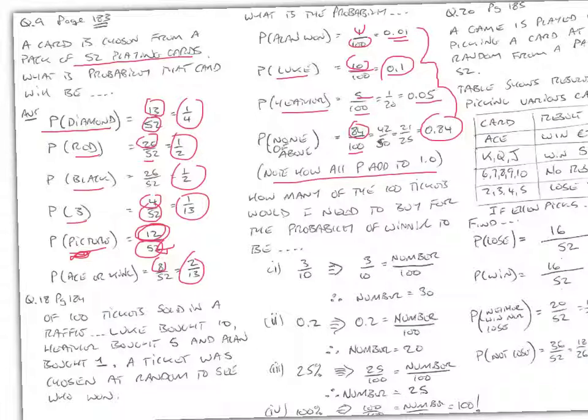How many of the 100 tickets would I need to buy for the probability of winning to be 3 in 10? Well, the way we set up these, we'll look at a decimal and a percentage. We just write 3 in 10, equate that to the number of tickets we're looking for over 100, cross multiply, and we'll have 300 equals 10 times the number. So the number is 300 divided by 10, which is 30. Same here, put 0.2 equal to number over 100 and cross multiply, and we need 20 tickets to give ourselves a probability of 0.2 of winning.